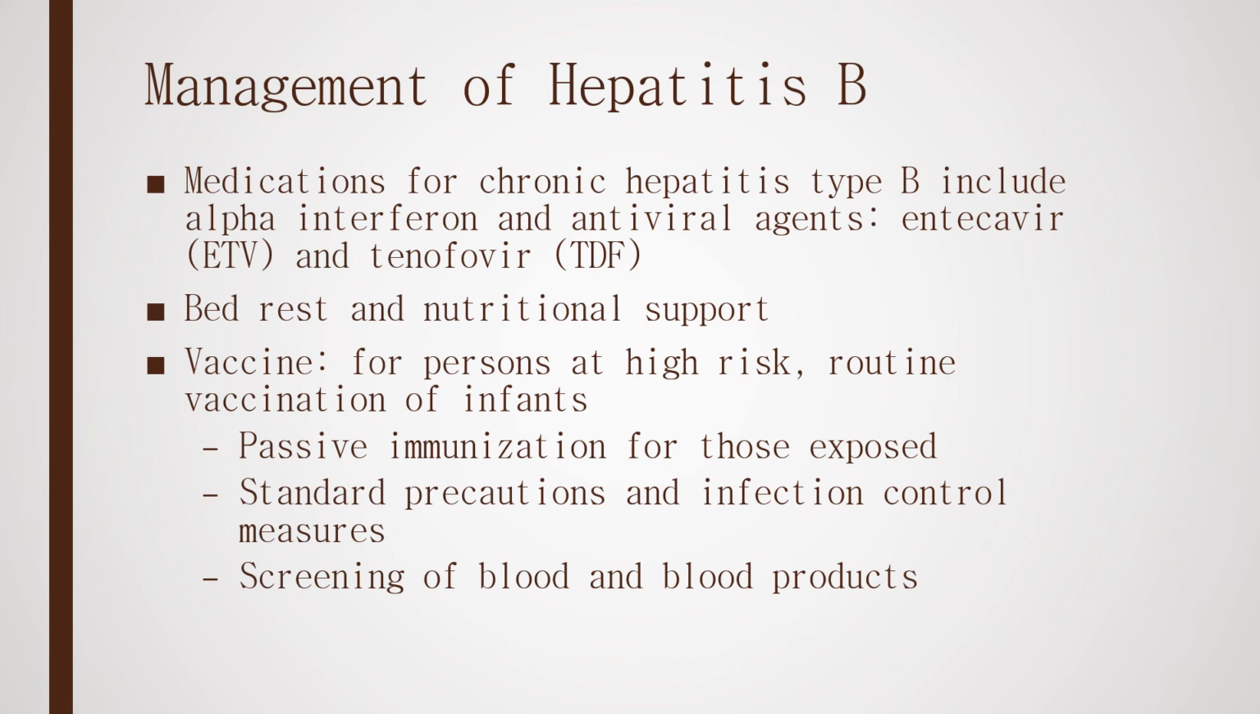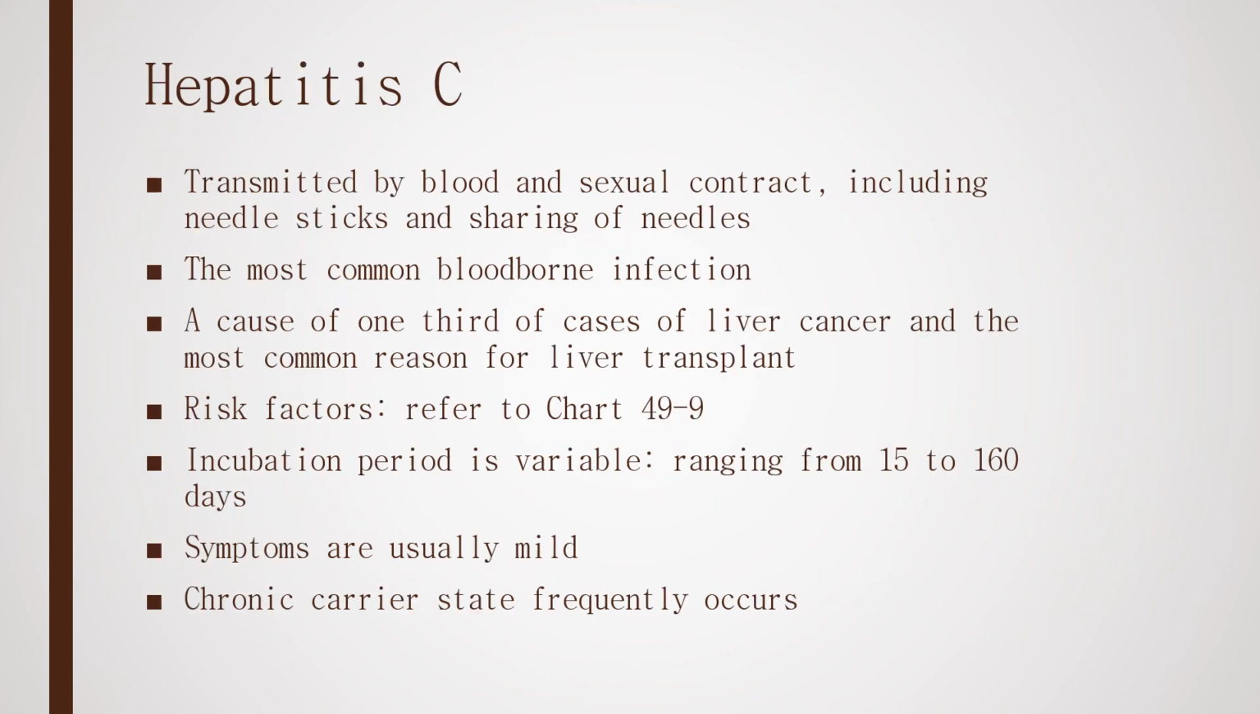The vaccination should be provided for people who are at higher risk, which includes healthcare providers as well. Passive immunization, like using immunoglobulin, is for those who are exposed. Standard precautions and infection control measures should be taken while you're taking care of a patient with hepatitis B, and screening of blood and blood products should be checked before transfusing blood product to another human.